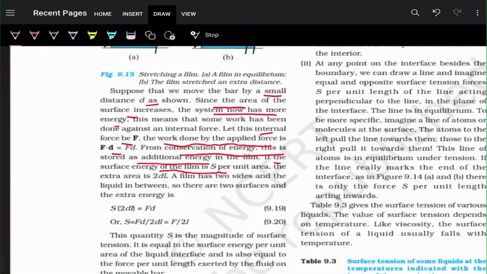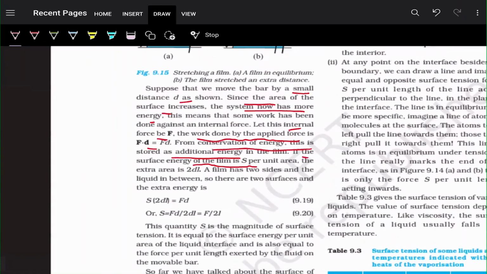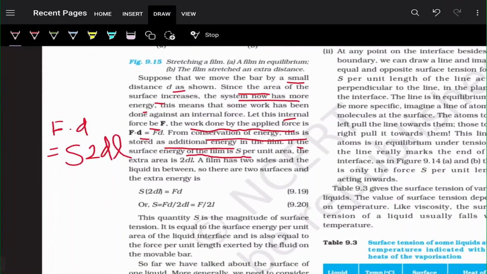Correct. That is, d times l on one side, and there will be two sides. So 2 times d times l. A film has two sides and the liquid in between. So there are two surfaces and the extra energy is, I can write, F times d. The work done by the force is F times d, which will be equal to the surface energy stored in it, that is S times 2dl. Correct. So I can equate: S is equal to Fd divided by 2dl, or F divided by 2l.